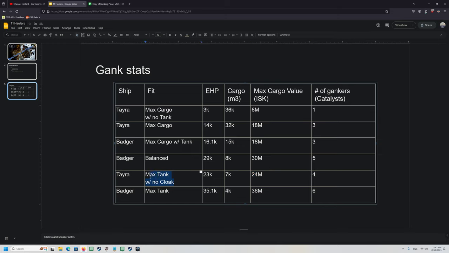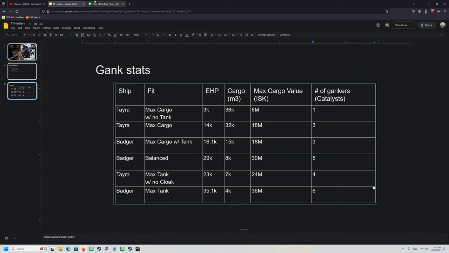But if there's one thing I would never compromise on in a T1 hauler, it'll be the cloak and the micro warp drive. By sacrificing the cloak and micro warp drive in a Tyra fit, you can fit some large shield extenders in there, which gives you significantly more EHP. Now, a Badger max tank makes no compromises, so you can fit a micro warp drive and cloak, which makes you significantly safer coming off gates, which is probably where you're going to get ganked. You can see it's got massive amounts of EHP relative to all of its brothers and sisters here. The cargo is only 4,000 cubic meters, but you can haul 36 million cargo in it before you become a ganking target. So hopefully this is useful.